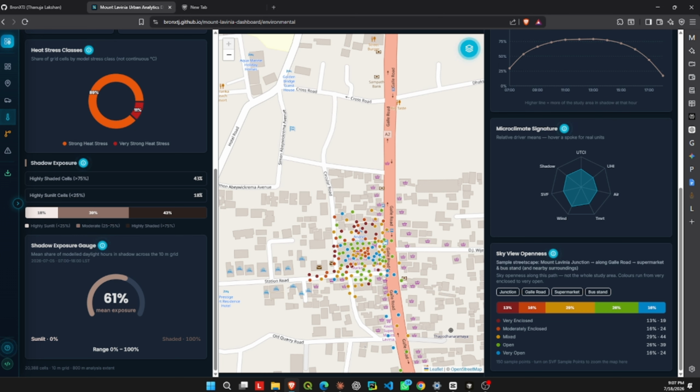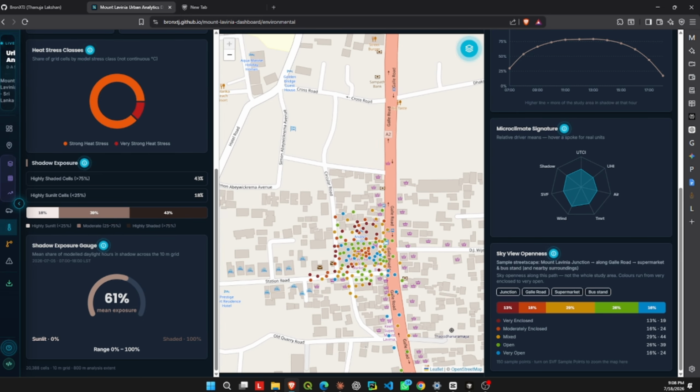So in planning terms, by analyzing all of these things, Mount Lavinia needs us to prioritize shade, as well as pedestrian cooling. Also, street canyon effect mitigation along high UTCI segments, right? It means again the road corridor, especially around the junctions as well as mainly the Galle Road corridor related to the urban core, right? So that's it for the environmental analysis, right?